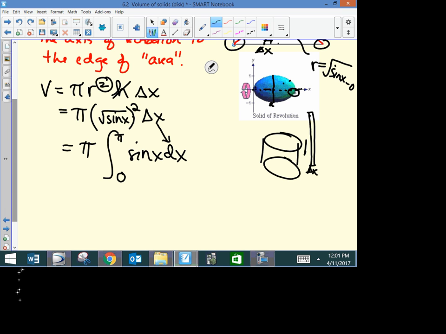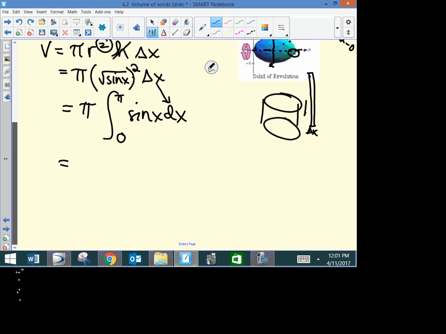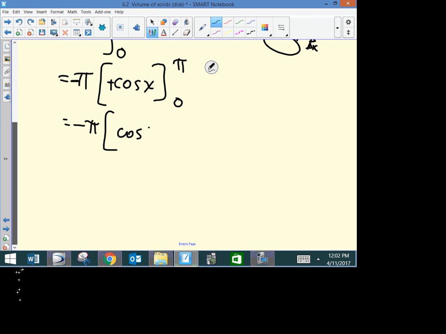Right here. Okay, so let's find it. Let's integrate it. All right. What's my antiderivative? Negative cosine. From 0 to pi. I'm going to put my negative out here with my pi since it's a constant. I have negative pi, cosine of pi minus cosine of 0.